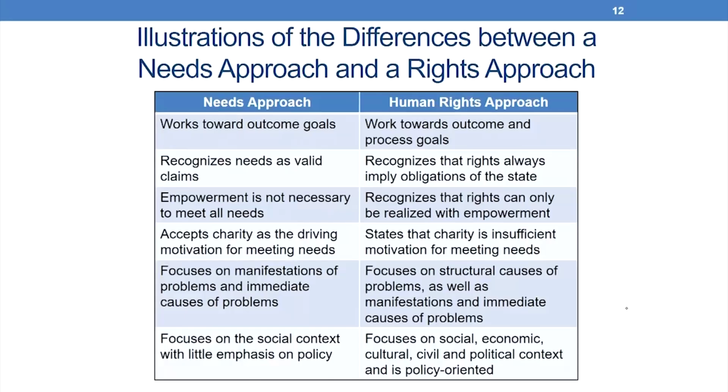So, understanding the social organization, the structural issues that have created the problem in the first place, is something the human rights approach considers integral when we are talking about mainstreaming human rights in development approaches. The needs approach focuses on the social context with little emphasis on policy, whereas the human rights approach focuses on the social, economic, cultural, civil and political context and is definitely policy oriented. So, the policy focus, as far as the human rights approach is concerned, is again very central and integral to the framework with respect to development.